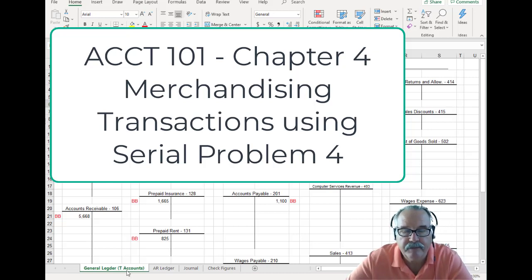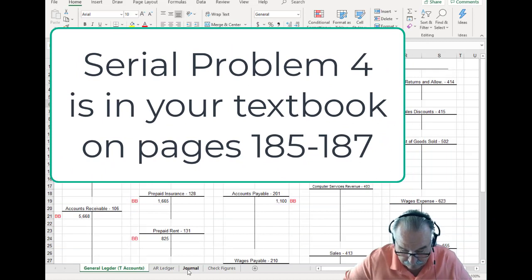Mark Franke here. This is Accounting 101, and these are merchandising transactions. In this video, I'm going to use the serial problem to illustrate the transactions that happen in a merchandising business. This is on pages 185 and 186, and I've given you some worksheets in Canvas for you to follow along.